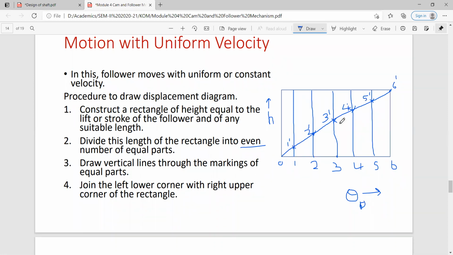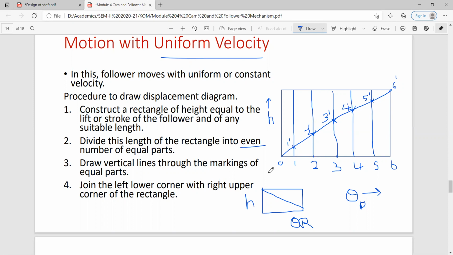In this way, you will draw the displacement diagram for which kind of motion? Uniform velocity. This I have drawn when the follower is rising. Suppose the follower is returning, then you will repeat the same procedure, but during return you have to join these two corners. Initially the follower is at the topmost position and it is returning like this. Your diagram will be like this in case of the returning period. So it is your angle of return, theta r, it is h.